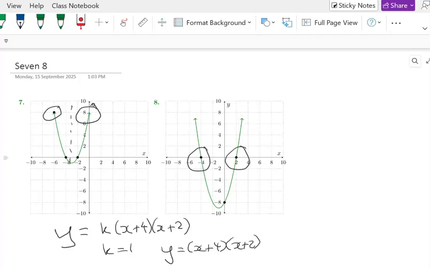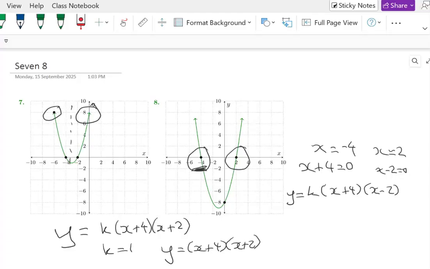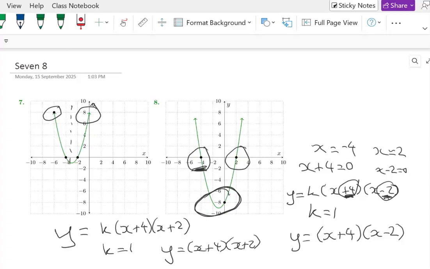Let's look at this one. We've got a -4 here, so x plus 4 equals 0. And we've got x is equal to +2, so x minus 2 equals 0. So y is equal to k times x plus 4 times x minus 2. The y-intercept of -8 is matching up to these, so k is going to equal 1. Again, if you're not confident doing it that way that I've just done with the y-intercept, go back to the slower way of substituting everything in.